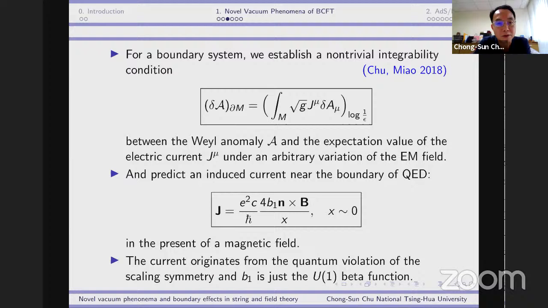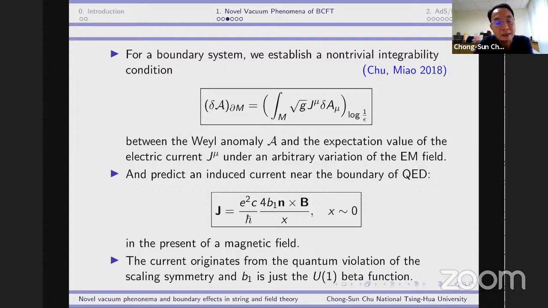The Weyl anomaly is the anomaly describing the violation of the scaling symmetry. If the system has a boundary, then the anomaly consists of a bulk part and also a boundary part. Both of them have been classified mathematically because of the Wess-Zumino consistency condition, so they can be classified and well tabulated. But what was not known before is that if you change the background fields which appear in this anomaly, they actually obey a kind of integrability condition. What I mean by integrability condition is that the left hand side is a closed or exact expression.